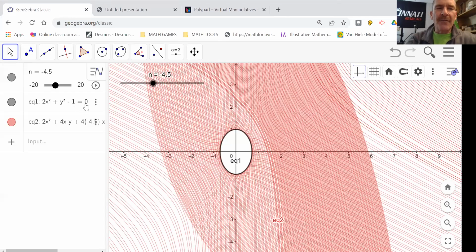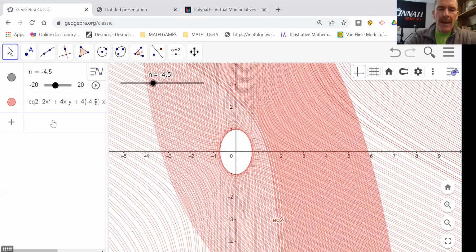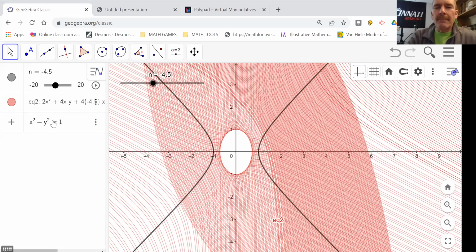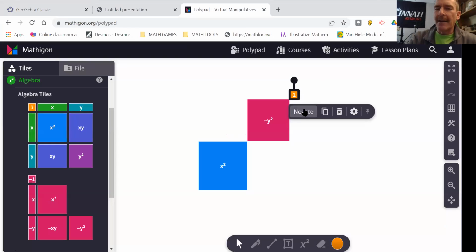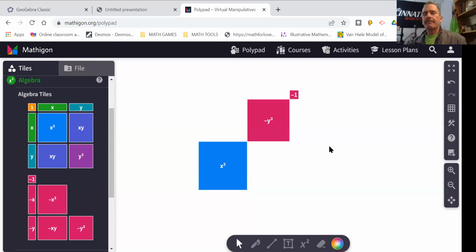So let's go back here and fix this equation. I'll delete that equation out, and I will go x squared minus y squared, and that's going to equal 1. Oh, I do have to turn that into a -1, because if I recall how I did this, I have to write everything on the other side. So I need to go back to my polypad and negate that 1.